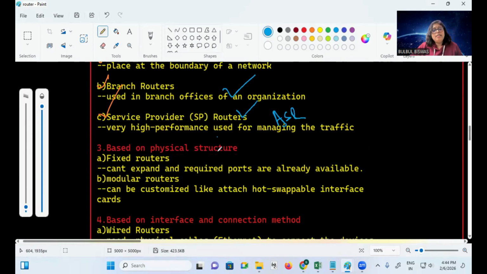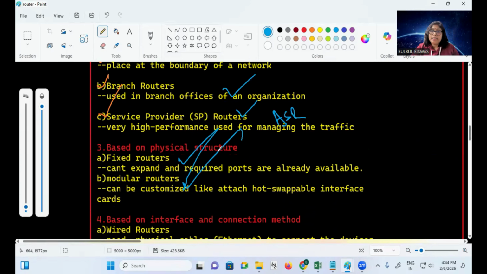Next is the classification based on physical structure. You can see some routers are fixed routers, some are modular routers. Is it clear? The question is, how can we tell which one is the fixed router and which one is the modular router?